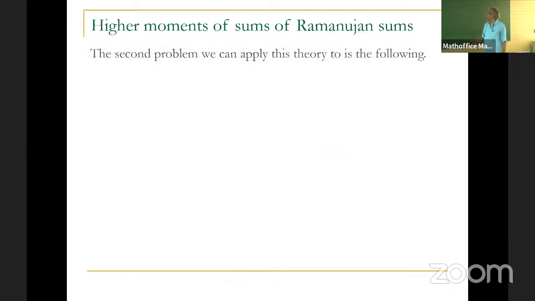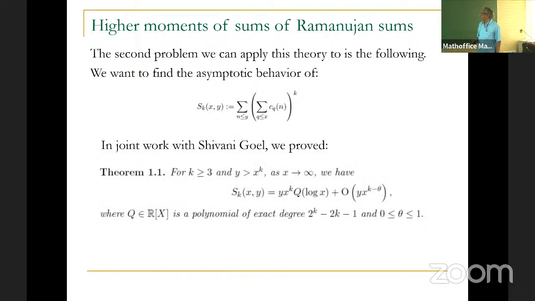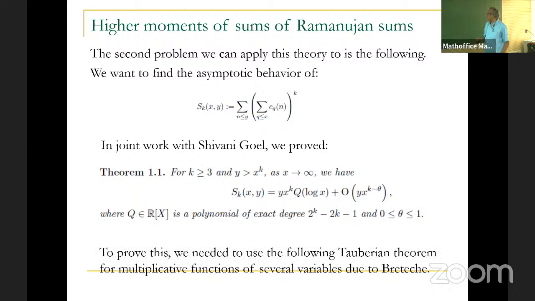So we use that. And the second problem we can apply this theory to is to find the asymptotic behavior of these higher moments of summatory functions of the Ramanujan sum. And in joint work recently completed, we showed that this function has this complicated behavior. Notice that there's a certain x to the k, but there's a polynomial in log x, which comes out. And to prove this, we need to use the Tauberian theorem for multiplicative functions of several variables due to Bridges.